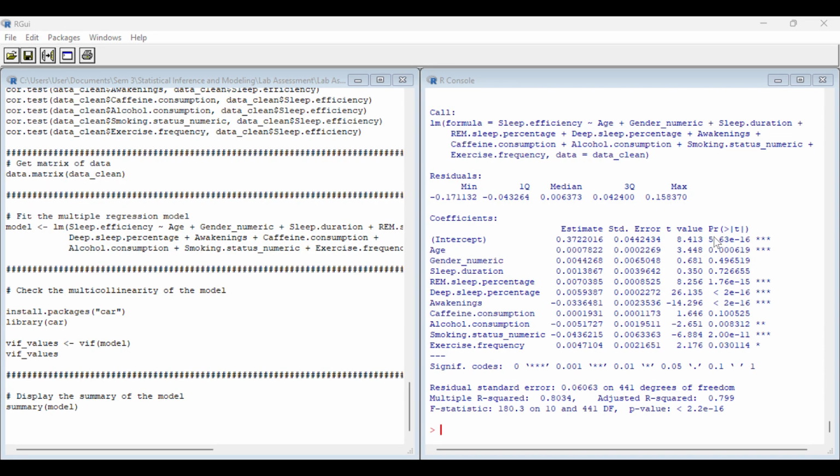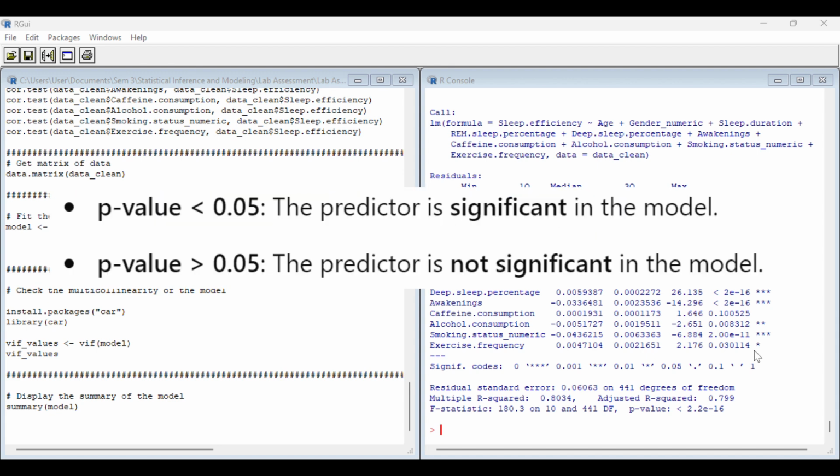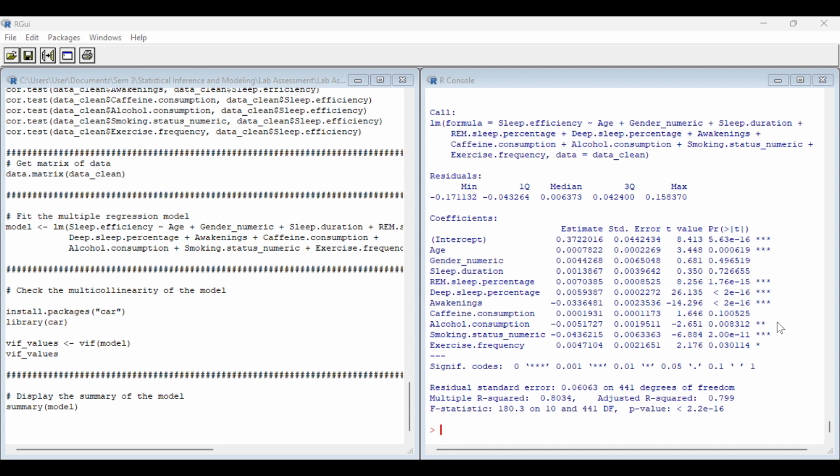According to the p-value, the analysis showed that predictors such as age, REM sleep percentage, deep sleep percentage, awakenings, alcohol consumption, smoking status, and also exercise frequency are significant with p-value less than 0.05, indicating their strong influence on sleep efficiency. In contrast, gender, sleep duration, and also caffeine consumption were non-significant.